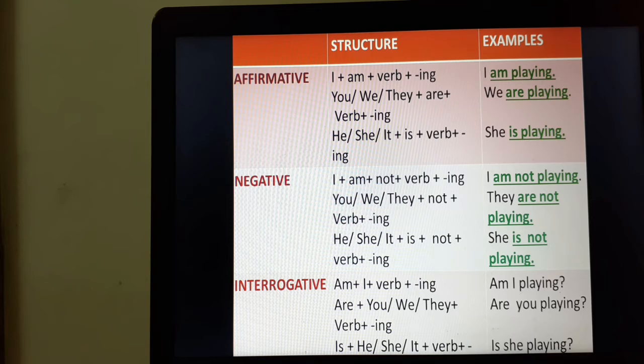With are plus you or we or they plus verb plus ing, that is, are you playing? And in the interrogative, if we use he or she or it, then it will be is plus he or she or it plus verb plus ing, that is, is she playing?